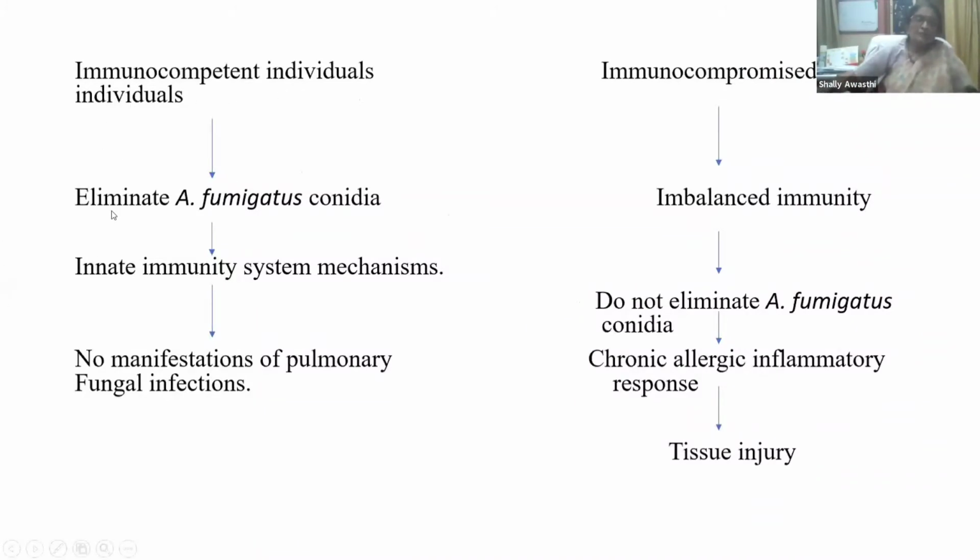Immunocompetent individuals, when they inhale AF conidia, the spores, eliminate them. They have innate immune mechanisms and there is no manifestation of pulmonary fungal infection. However, when an immune compromised person or a person with imbalanced immunity inhales these conidia, they cannot eliminate conidia of AF. AF means Aspergillus fumigatus. And there is a chronic allergic inflammatory response and tissue injury in the lung, leading to ABPA.